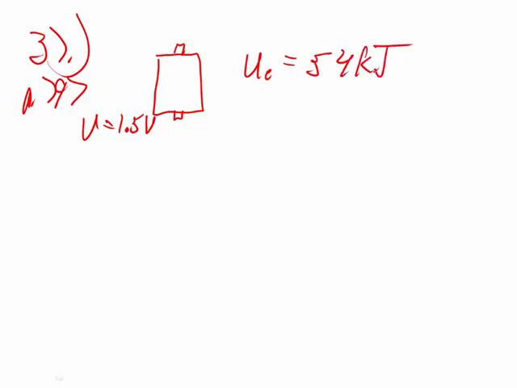So we've got what? We've got a 1.5 volt D-size battery that stores 54 kilojoules of energy. The voltage is 1.5 volts, and it stores an electric potential energy of 54 kilojoules, which is 54 times 10 to the third joules. What steady current could this battery provide for 20 hours before being depleted?